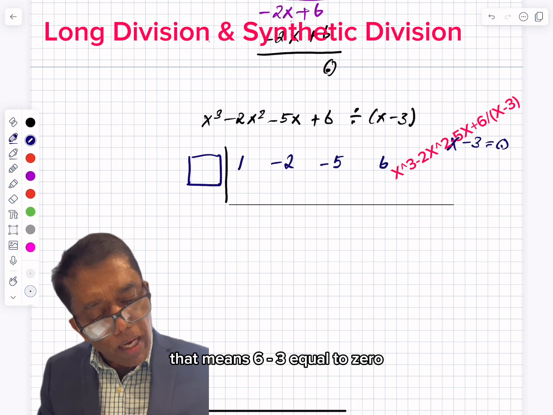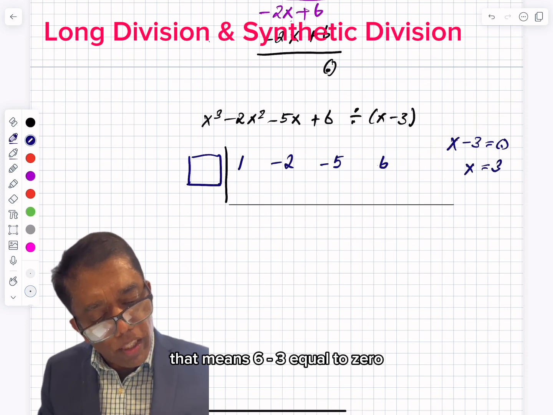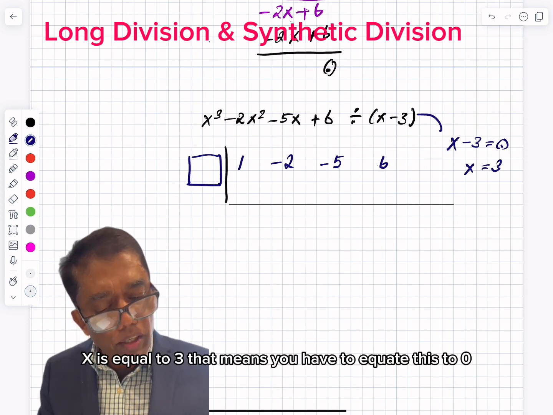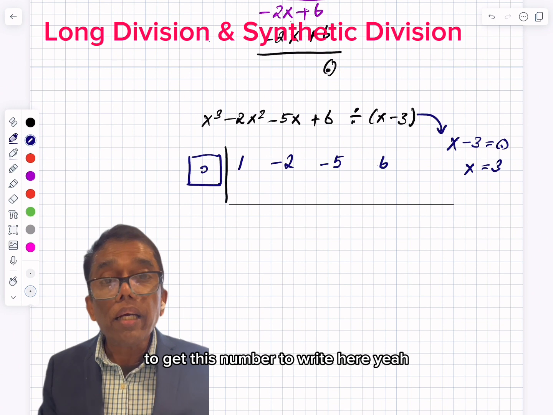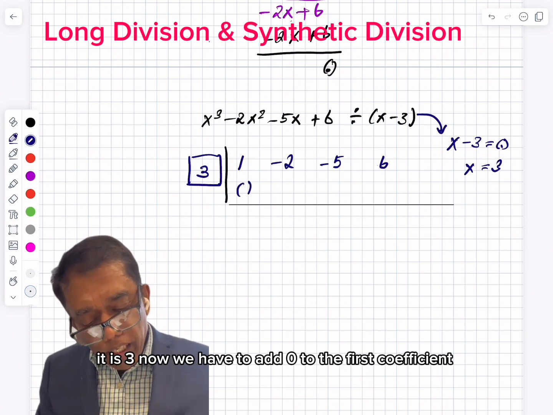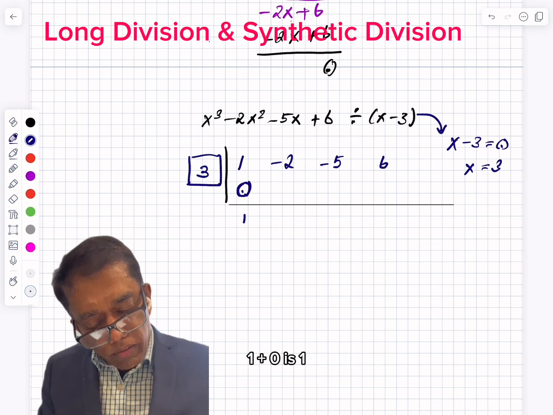Then we have to write a number here. That means x - 3 is equal to 0, so x is equal to 3. We equate this to 0 to get the number to write here. Yes, it is 3. Now we have to add 0 to the first coefficient: 1 plus 0 is 1.